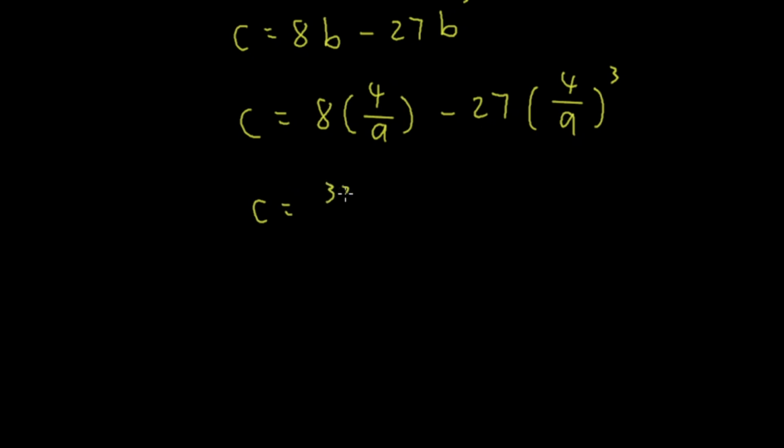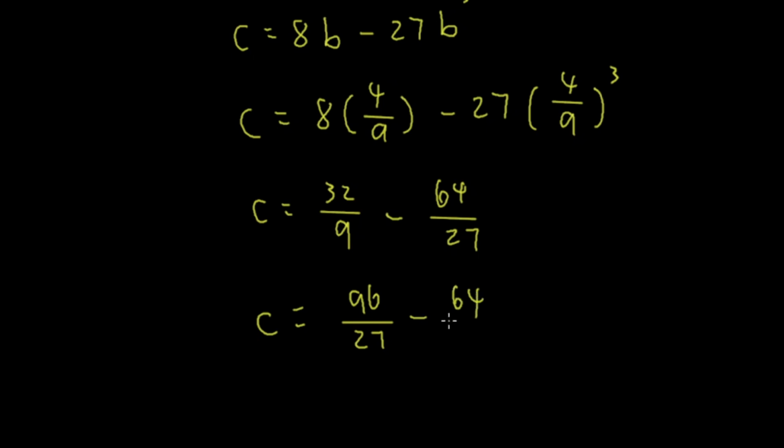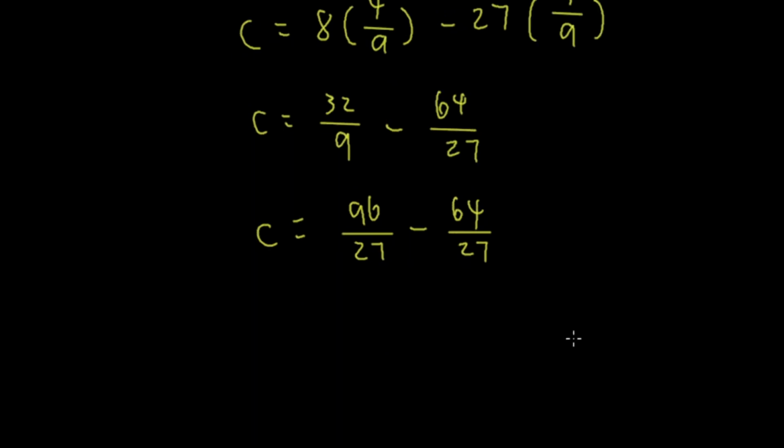C is equal to 32 over 9 minus 64 over 27. C is equal to, now find the common denominator, which will become 96 over 27 minus 64 over 27. C is equal to 32 over 27. Now that's the answer to the question.